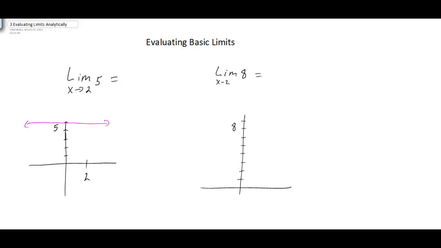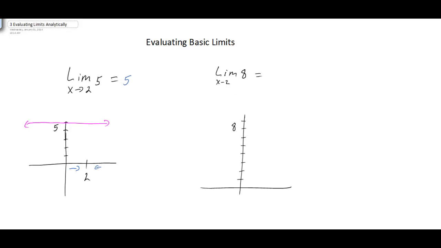well, if we approach 2 from the left side and the right side, what is our y value approaching? Well, if you notice here, our y value is always 5. It's a constant function. So here, your limit then would be equal to 5. So no matter what you have for a limit, if you're taking the limit of a constant function, it doesn't matter what value you're approaching.